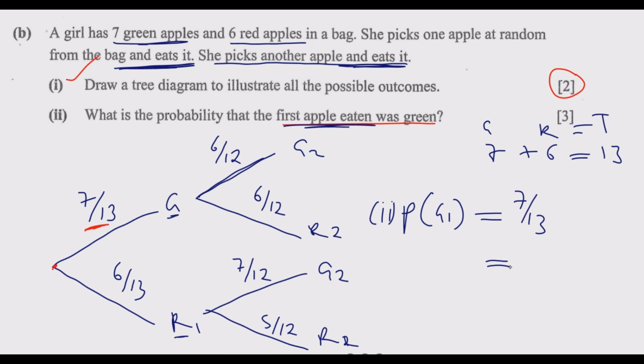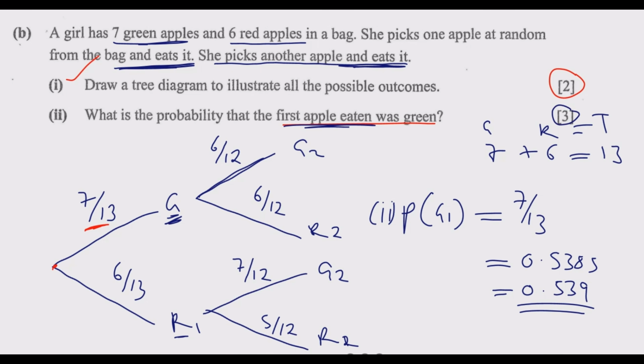which, when simplified, will give us 0.5385, to 3 significant figures is 0.538. So that's the probability, because we are looking at the first choice. So once you do that, you get the 3 marks.